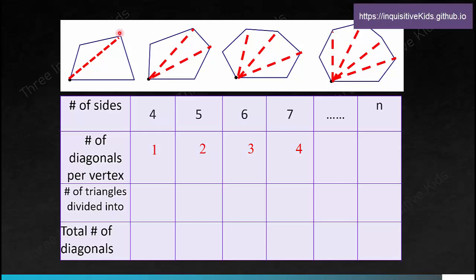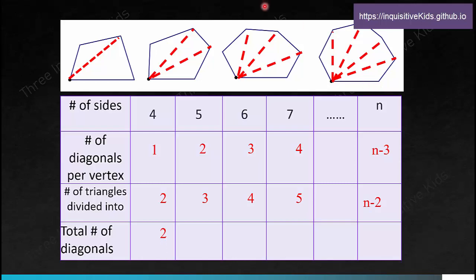Do you start getting a pattern here? Then, the number of triangles it can be divided into: 2, 3, 4, 5. As you can see, there are 2 triangles here, 3 triangles here, 4 triangles here, 5 triangles here. So, what pattern do we get? n minus 2.